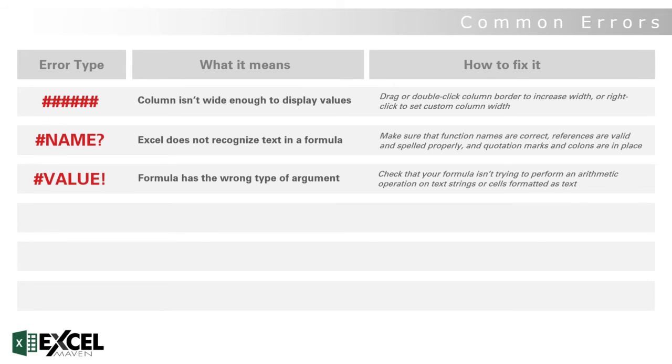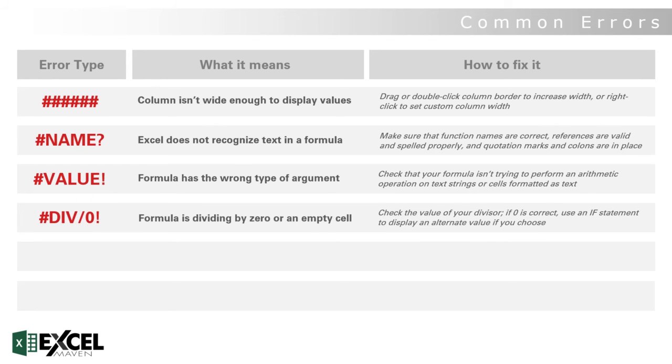All right, the fourth error type that I want to talk about is div0. This one speaks for itself. It means that you're dividing by 0 or an empty cell. So just check your division, check your denominator. One thing to note here is that sometimes it's okay to have 0 as your denominator. It doesn't necessarily mean you've done anything wrong.